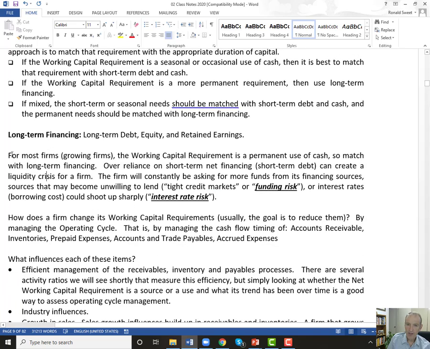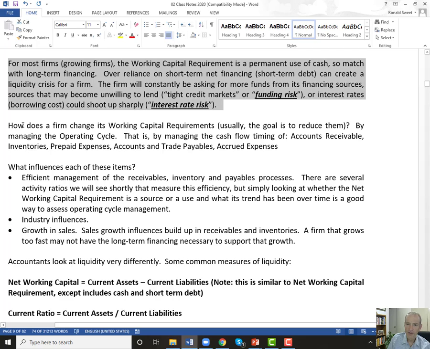All right, so here's what I was talking about before. I've already covered this. So why is short-term debt so bad? You have the funding risk. Capital markets may be frozen. You have interest rate risks. Interest rates are shooting up and down. But we're not going to spend much time on this in our class. This is more of a corporate finance cost of capital kind of discussion, and you'll get more of that in your next finance class for those that are finance majors.